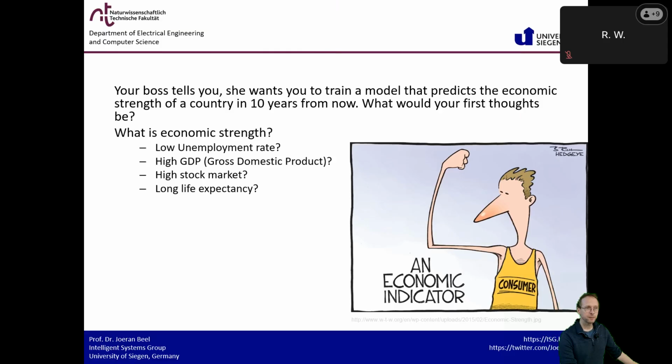In German, Bruttoinlandsprodukt is called gross domestic product in English, GDP. It's one potential metric, but there are many more. You could use unemployment rate to measure economic strength, possibly the stock market, or life expectancy if you're not so money focused. And then let's say you decide on unemployment rate. How do you calculate unemployment rate?